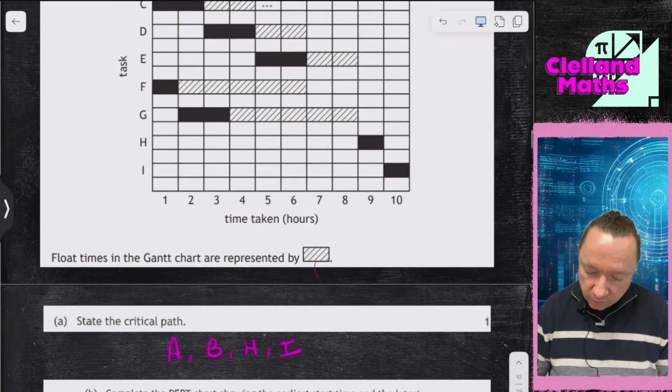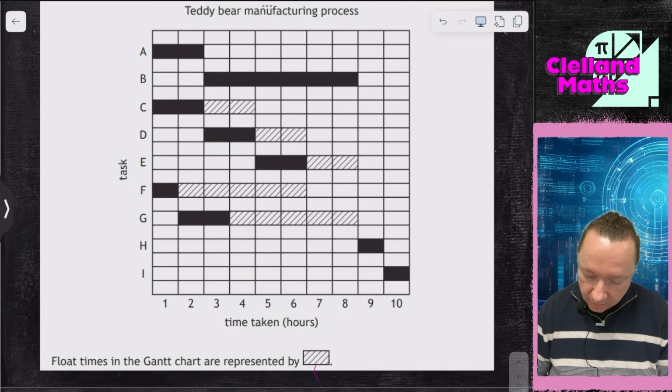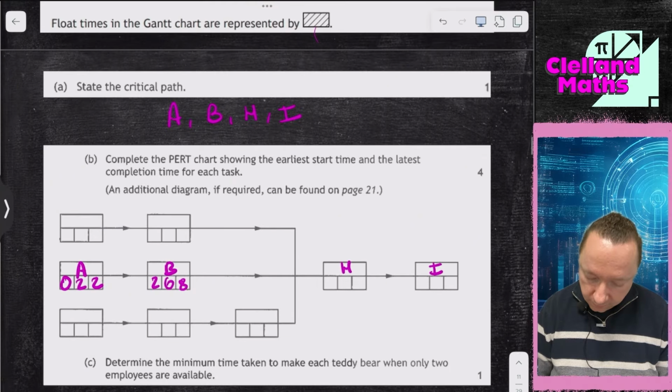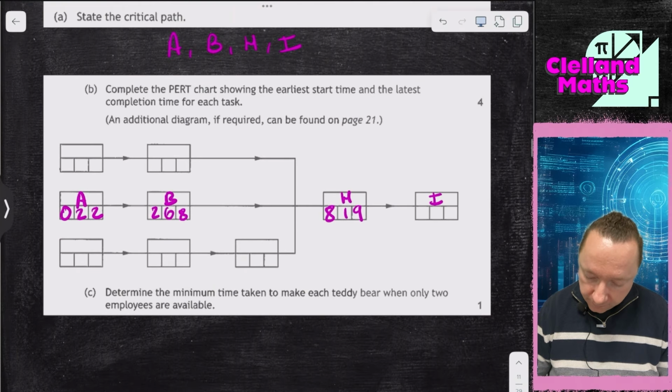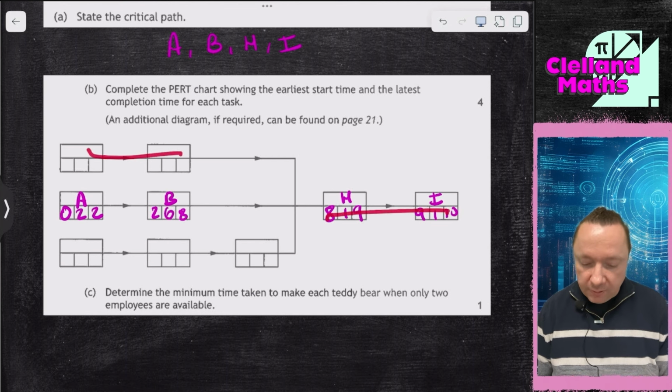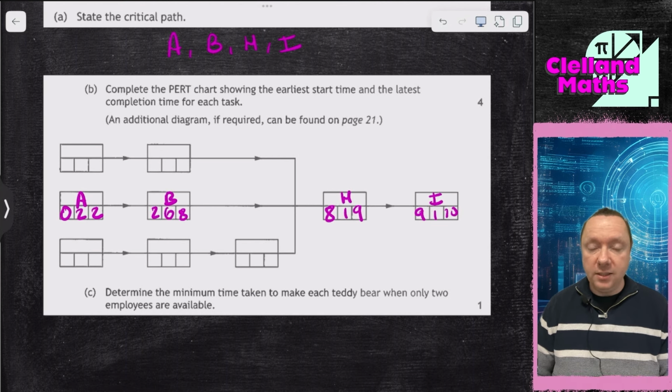Let's do the same for H: 8, 1, 9. And similarly for I: 9, 1, 10. Now I've put this in the middle. It doesn't matter whether it goes there or whether that and that become A, B, H and I. You'll get the same answer.